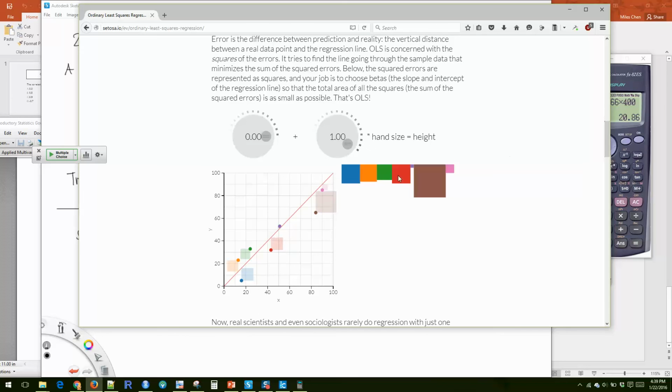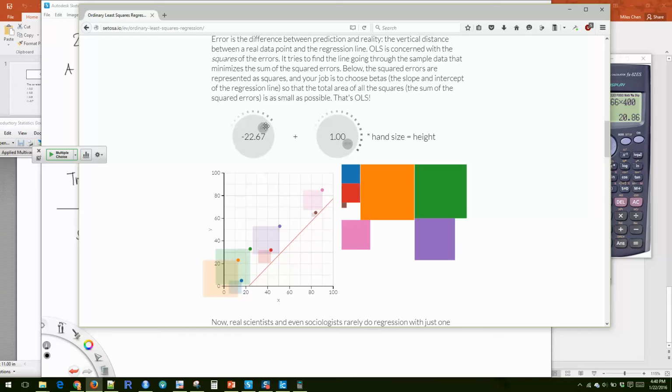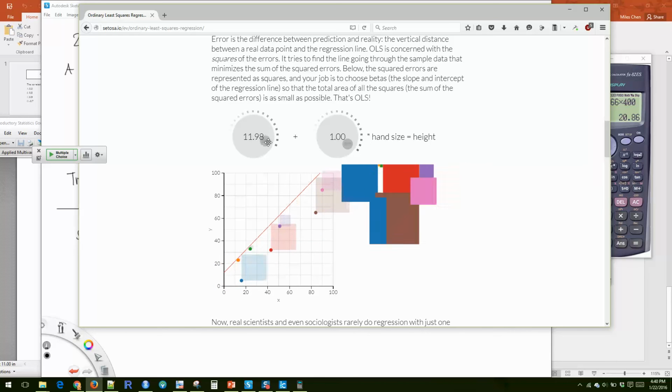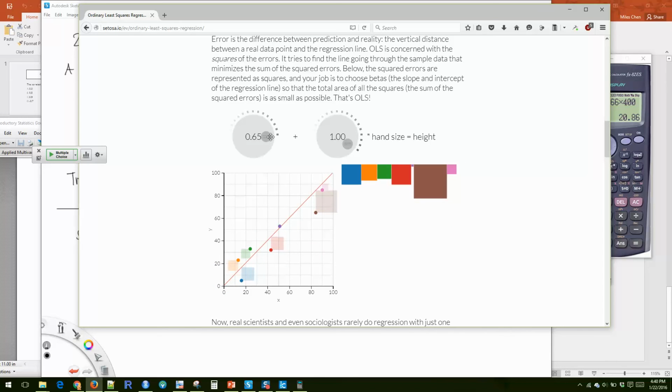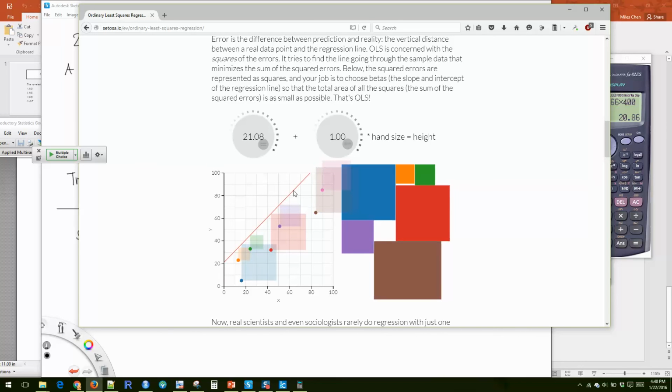And how do we know that that's the best fit line? Well, we can try changing the intercept and the slope. And so watch what happens. This red line up here is clearly not a good predictor for the data, right?